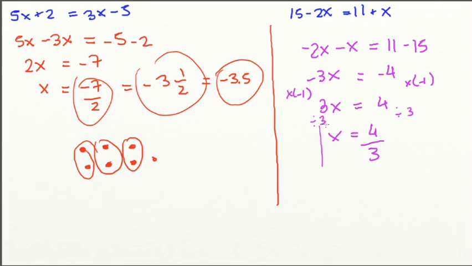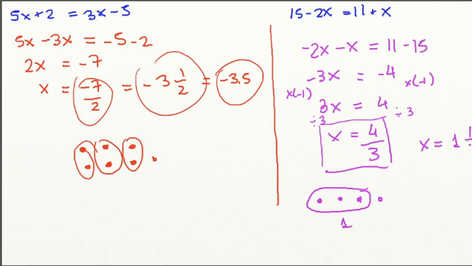However, there's another way of writing this answer, just like we did in the previous question. How many whole packets of 3 can I make out of 4? Well, that's 1, right? 1 whole packet. So x could also be given as 1 and a third, because there's 1 left, and I wanted to make groups of 3, so a third.